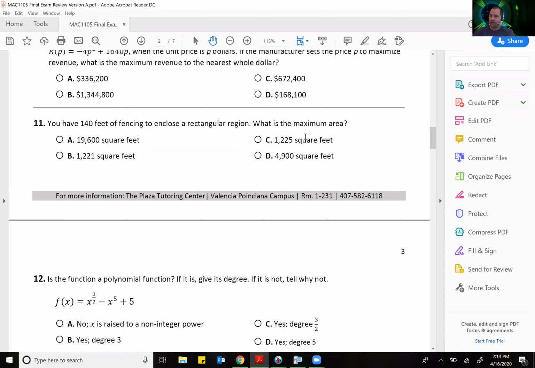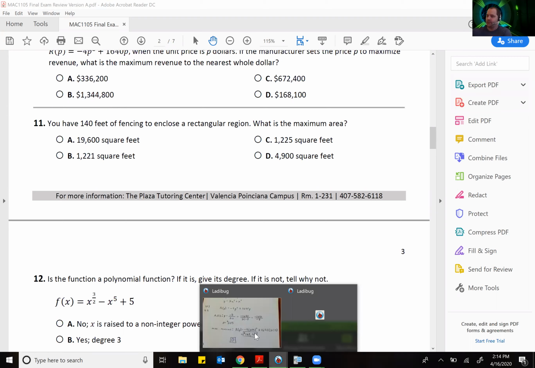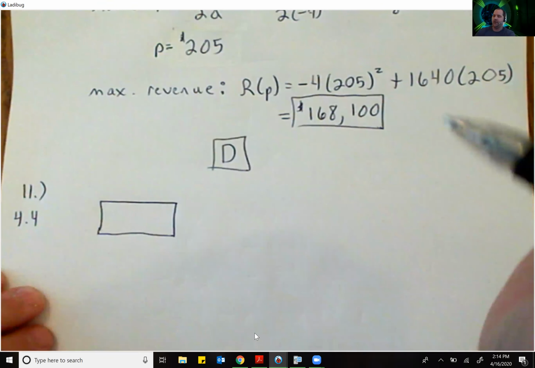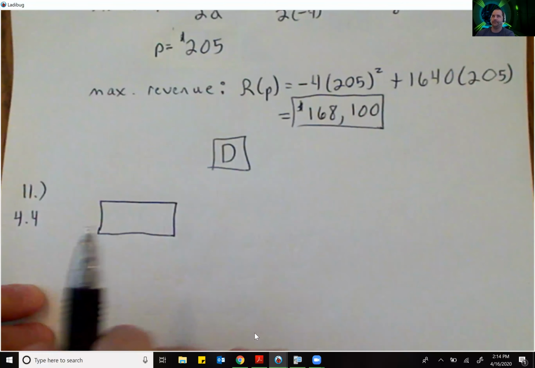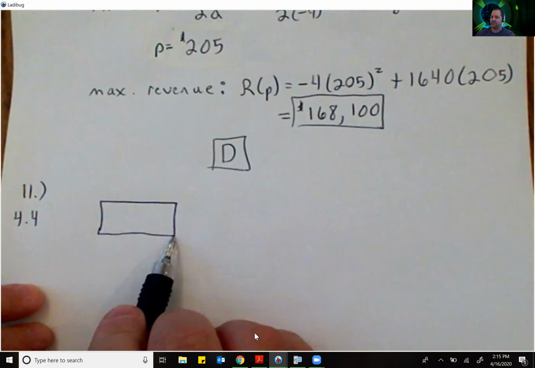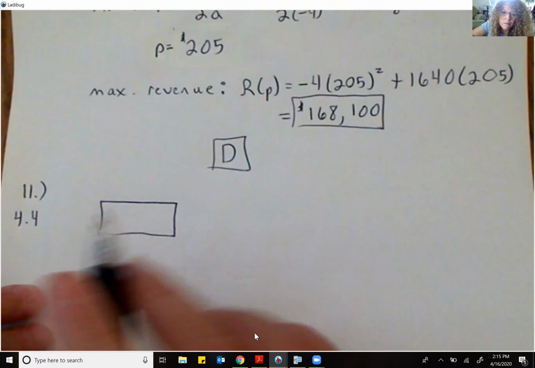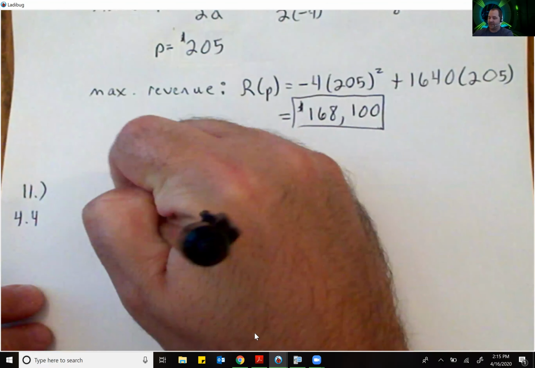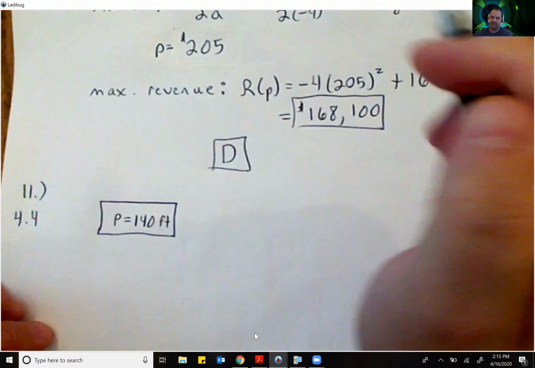So first things first, we want to enclose a rectangular region. So I've got this rectangle and I want to enclose it. What does enclose mean in a mathematical term? Not area. If I want to enclose this, perimeter. So the perimeter of this has to be 140 feet, because that's how much fencing you have.